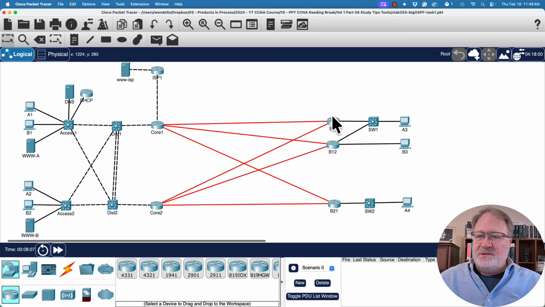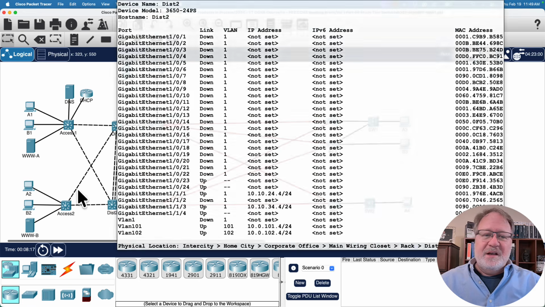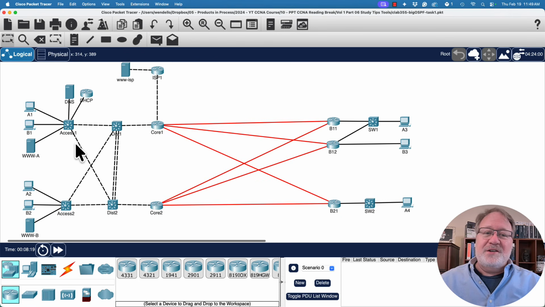The 7 routers are the 5 routers with the router hockey puck, core 1 and 2, and the 3 branch office routers, with dist 1 and dist 2, which are configured as layer 3 switches. Now, the other switches use that same layer 3 switch icon, access 1 and 2 on the left, switch 1 and 2 on the right, but they are only configured as layer 2 switches, so don't let the icons throw you off. Those are layer 2 switches, so 7 routers.